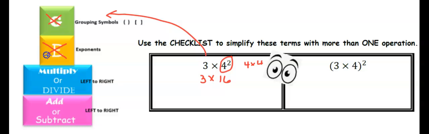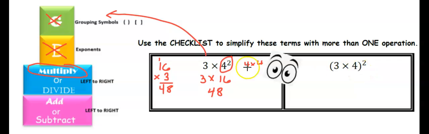Exponents are all gone. What's left is multiplication. So I do my multiplication. You may have to go off to the side to get it done if you can't do it in your head. 3 times 6 is 18. Carry the 1. 3 times 1 is 3, plus 1 is 4. And our answer is 48.